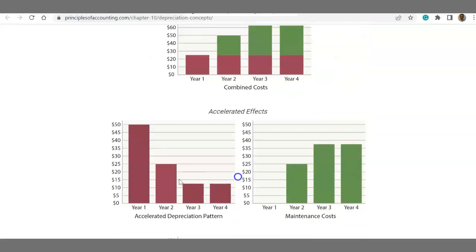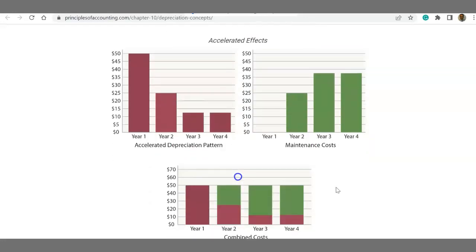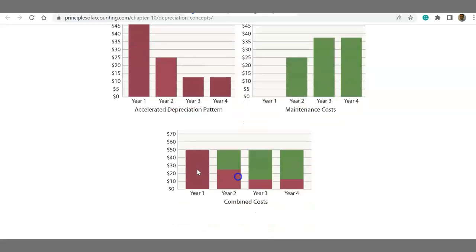But in an accelerated method of depreciation, double declining method specifically, you're going to depreciate a much larger amount in year 1 and year 2 and less in year 3 and 4. And when you combine with your regular maintenance cost, your average cost in your income statement will be about the same, because you have big depreciation expense in year 1 and larger maintenance expense in years 2, 3, and 4.